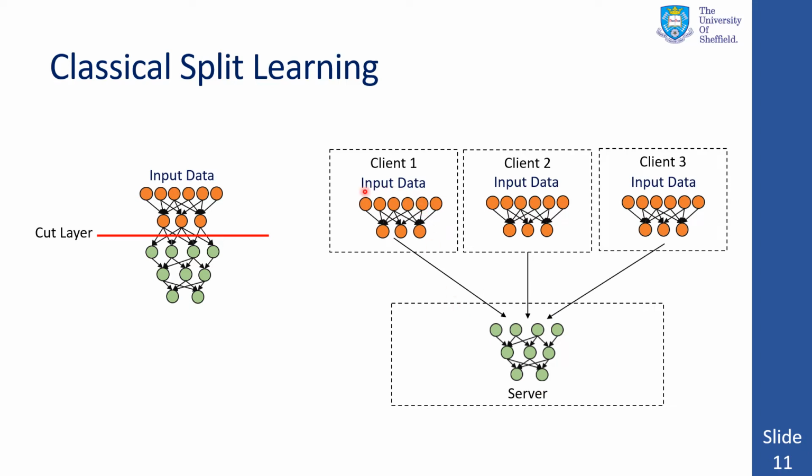Each client uses its own input data to process its part of the model, and then the output of the cut layer is sent to the server for further processing. As we said before, this classical split learning cannot be directly applied to smart grid, so that's why we're introducing our new variant, which is called three-tier split learning.